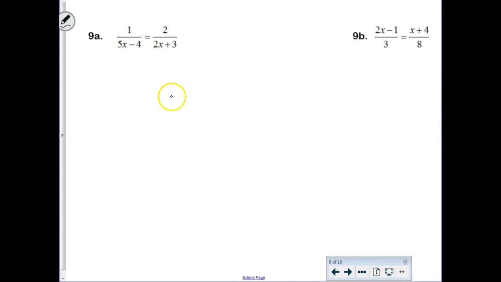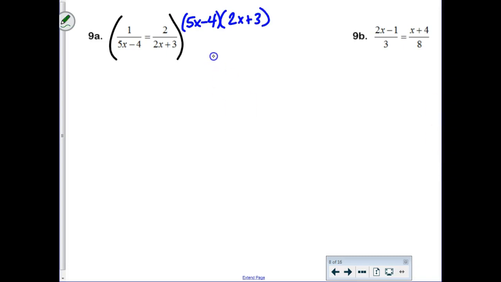Here we have essentially a proportion, which, if you want to go back to cross multiplication style, which you guys refer to as the butterfly method, which makes me cry, go ahead. But what you're really doing is multiplying by 5x minus 4 and 2x plus 3.